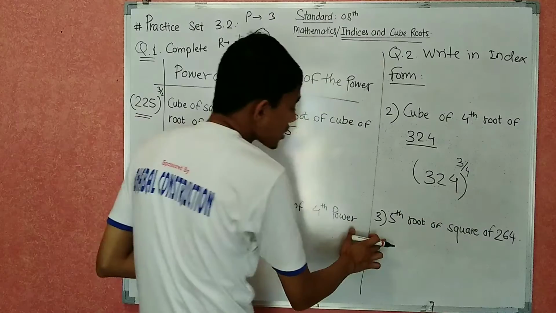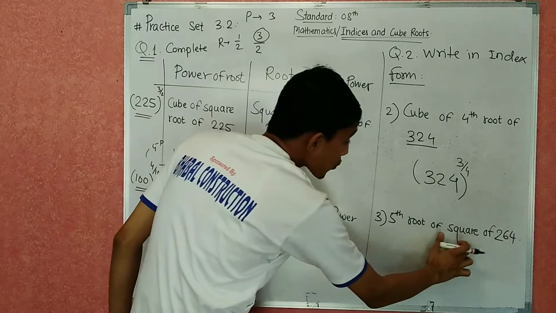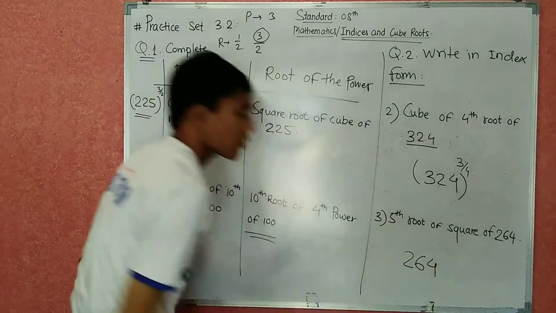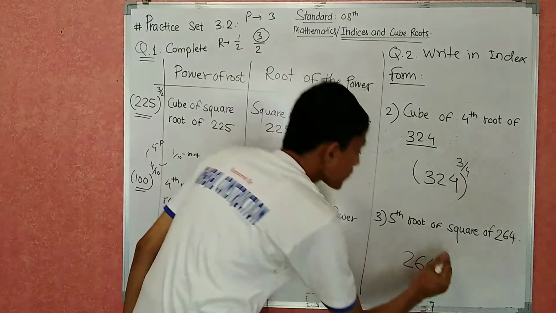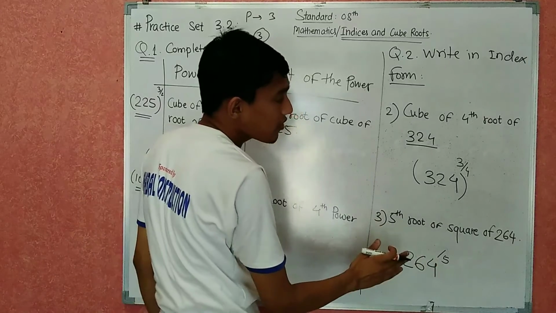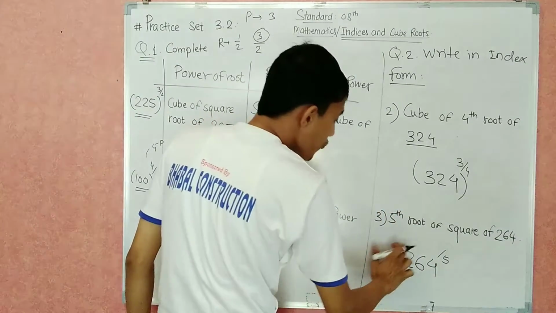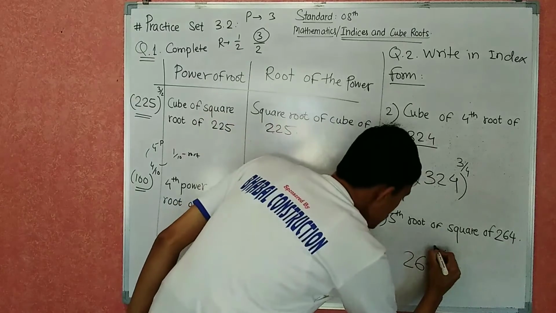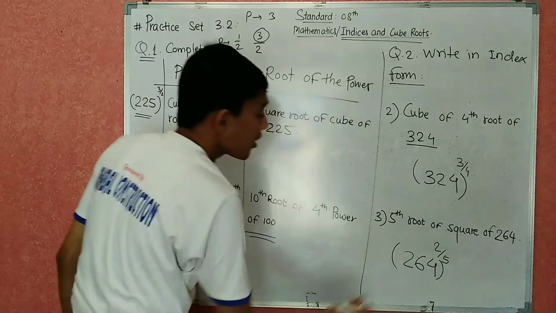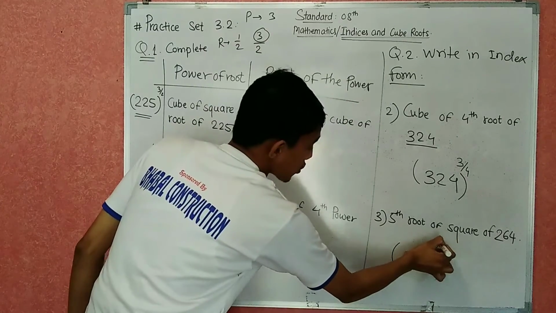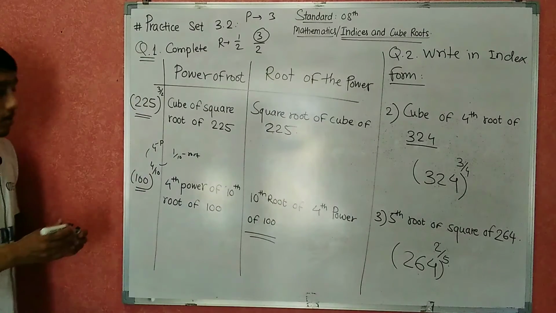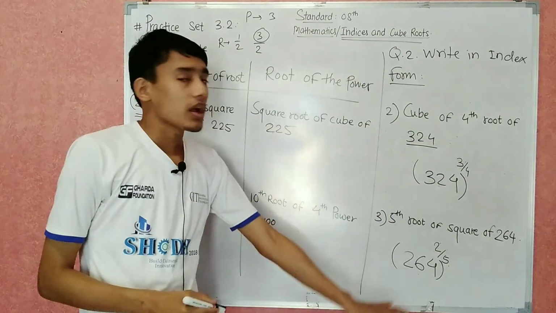Now sub question 3 is fifth root of square of 264. So the base is 264. Then fifth root, that means the 5 will be in the place of denominator. So fifth root of square, so 2 upon 5, of 264. So this is the representation of fifth root of square of 264. In this way we can represent the word form into an index form.